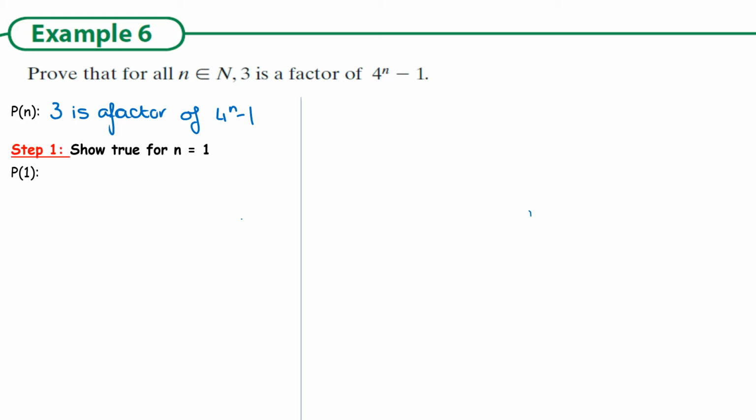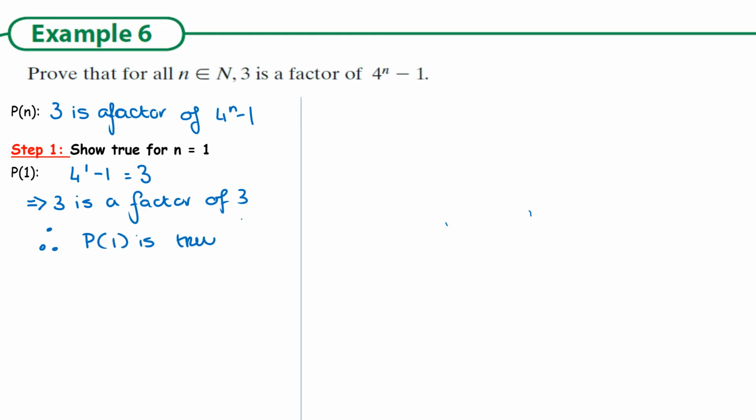So let's show that that's true for n equals 1. 4 to the power of 1 minus 1 is equal to 3. So 3 is a factor of 3. So that's true. Therefore, P1 is true. Then step 2. Now there are a few different ways that people approach this step 2, and I'm going to do it in a way that I think is the easiest method to do the workings for step 3. Even though for step 2 there might be an easier way to write it, I think that can make step 3 harder.